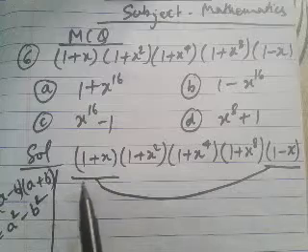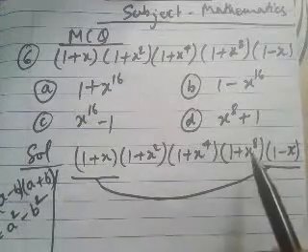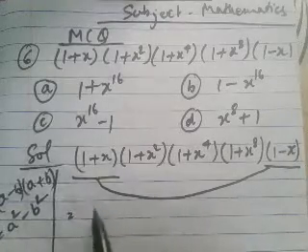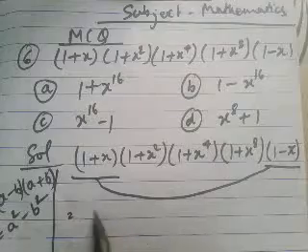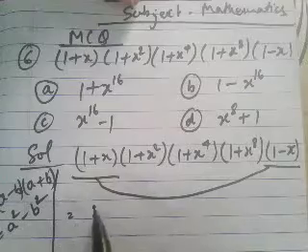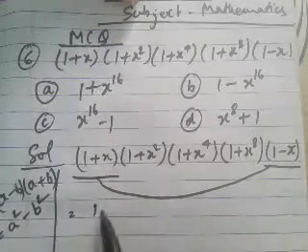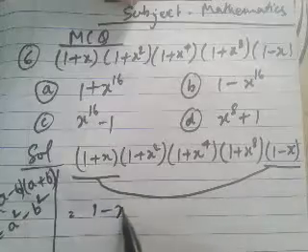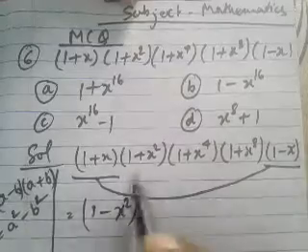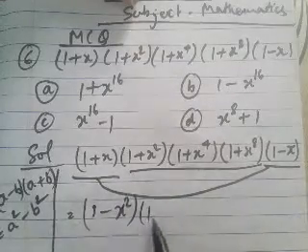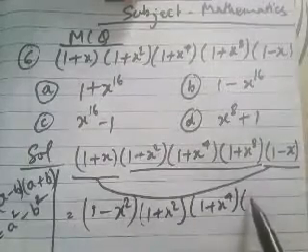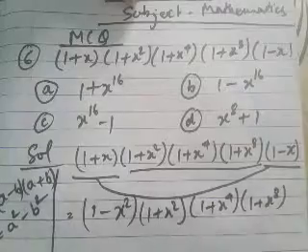Here suppose that this is a plus b and this is a minus b, so we can write these two terms as a square minus b square, where a square means 1 square, which is 1, and b square means x to the power 2. And next, these terms right here, 1 plus x square, 1 plus x to the power 4, into 1 plus x to the power 8.